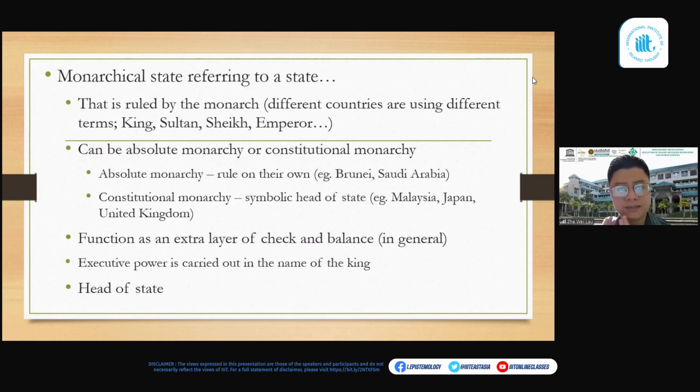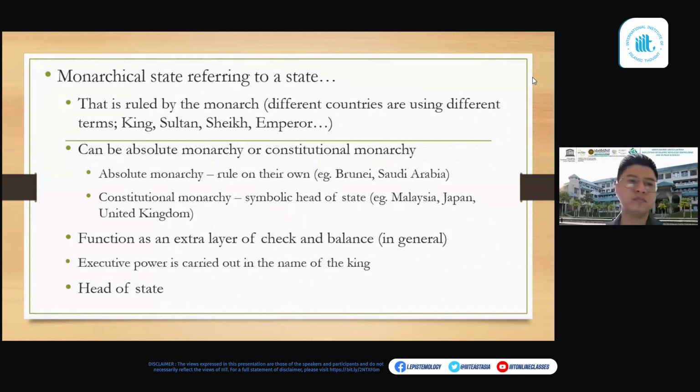So in simple terms, a monarchy state is a state where you have a monarch. Of course, the word monarch depends on the country. Different countries use different terms. In Malaysia and Brunei, we use the word sultan to represent the monarch. In Japan, they use emperor. In Saudi Arabia and England, they use the word king. In some Middle Eastern countries, they use the word sheikh and so on. It doesn't matter, because the simple summary is that these are considered monarchs.